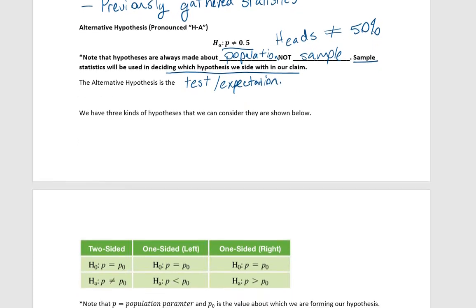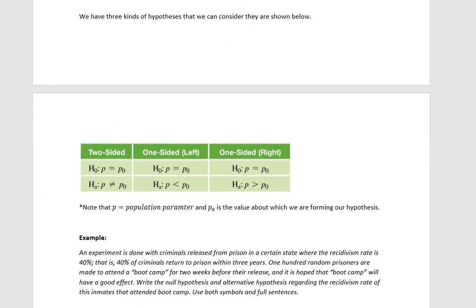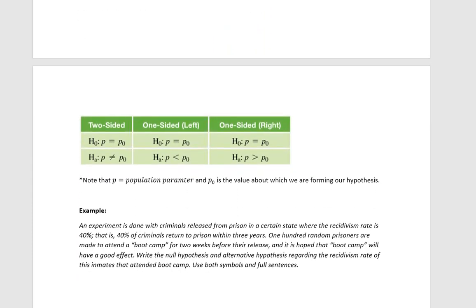Okay, so when we're looking at this, we have three different kinds of hypotheses that we can consider. One is called a two-sided hypothesis. That's where we think the population is just not equal to the new population. Or we just think that they're different, but we're not sure how. The other alternative hypothesis is that the new population is less than the old population, or the new population is greater than the old population. So, just a couple examples of these. This could be a coin being unfair.